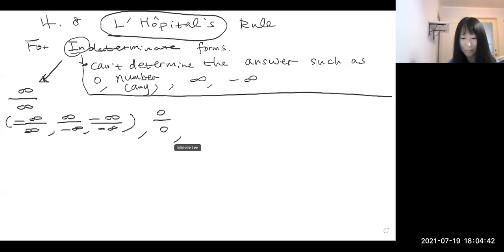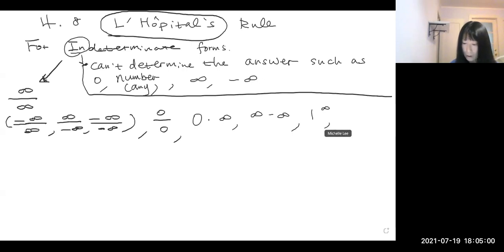And what else? We have more. We have 0 times infinity, or infinity minus infinity, and 1 to the infinity, or infinity to 0 power, or 0 to 0 power. So everything is indeterminate form, but then L'Hopital rule, we're gonna apply only 2 types, infinity over infinity or 0 over 0. Okay, let me write down the theorem first.